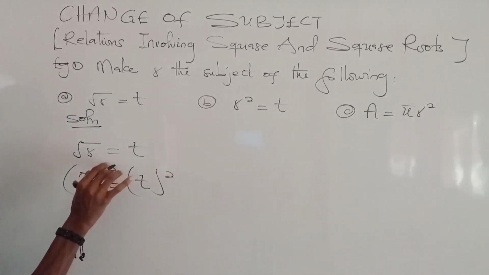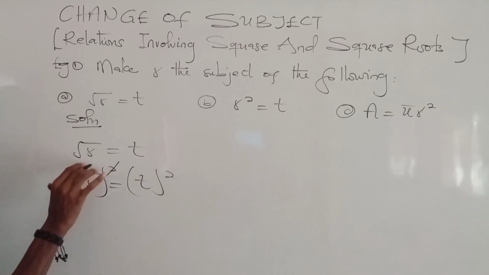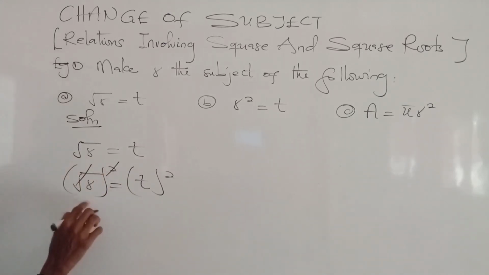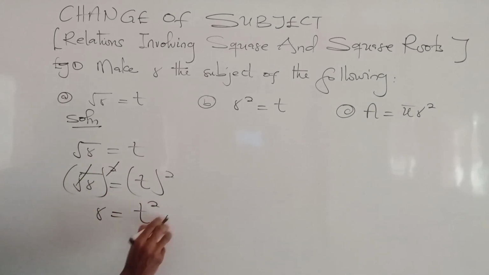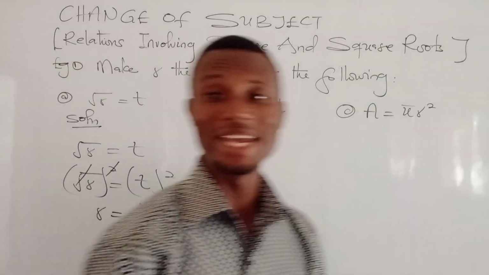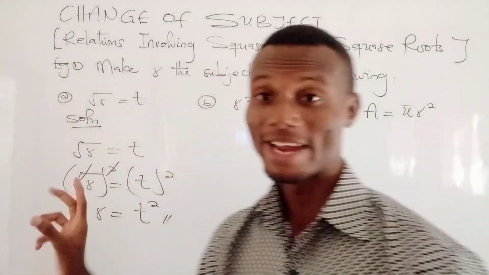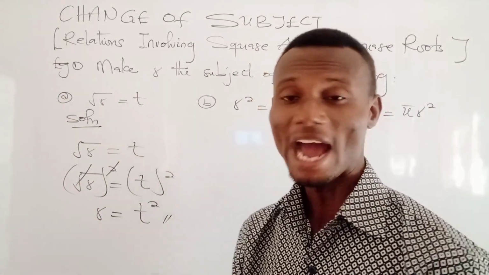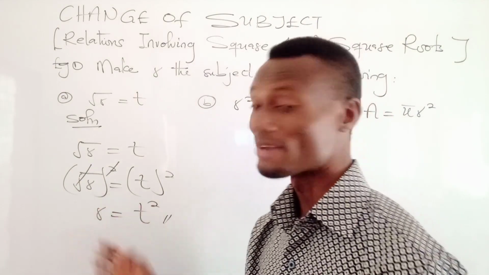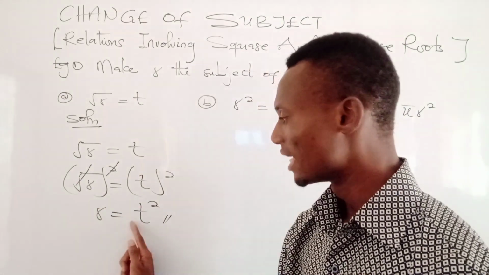Okay, so this power 2 cancels the square root sign away. What I have left here is R equals T squared, and that is your final answer for making R the subject of the given equation. You can see that R is standing alone, so it means we've made R the subject of the given equation. So R equals T squared.